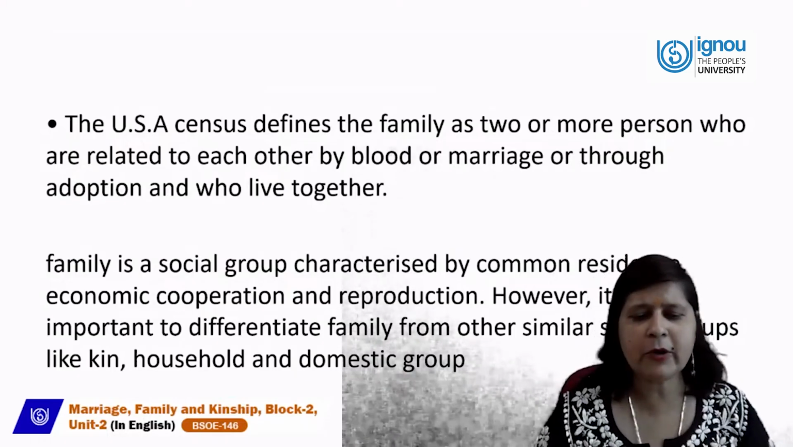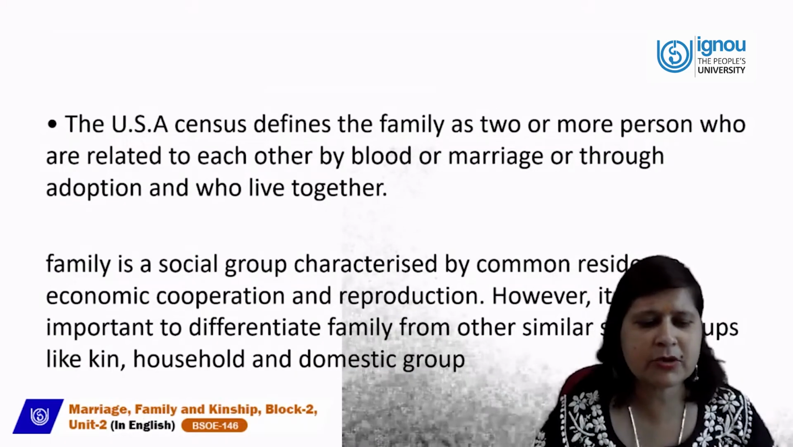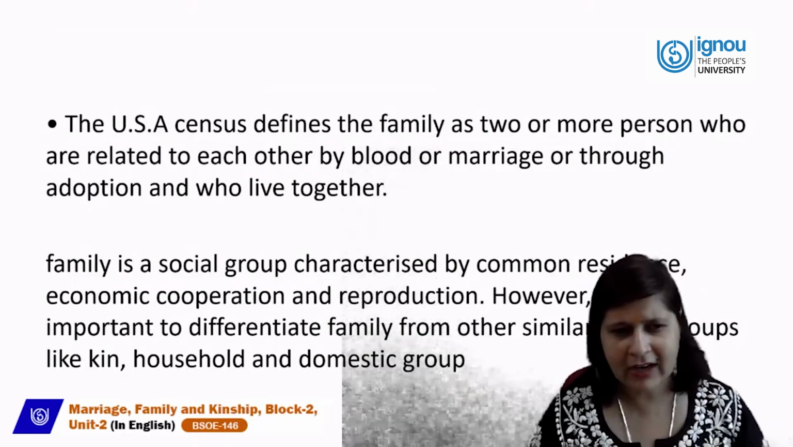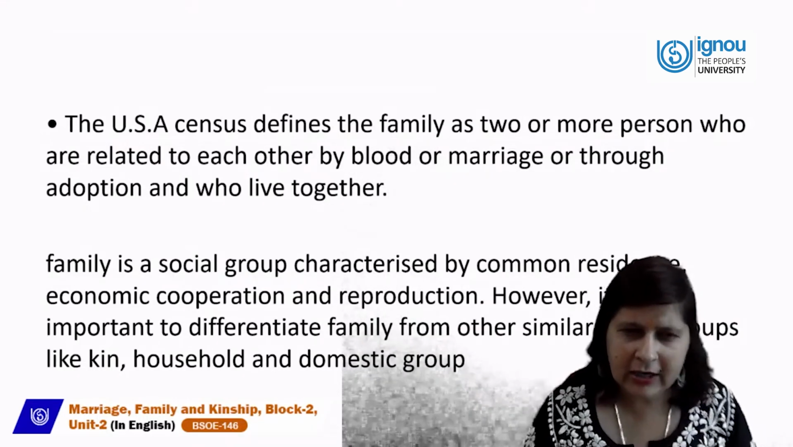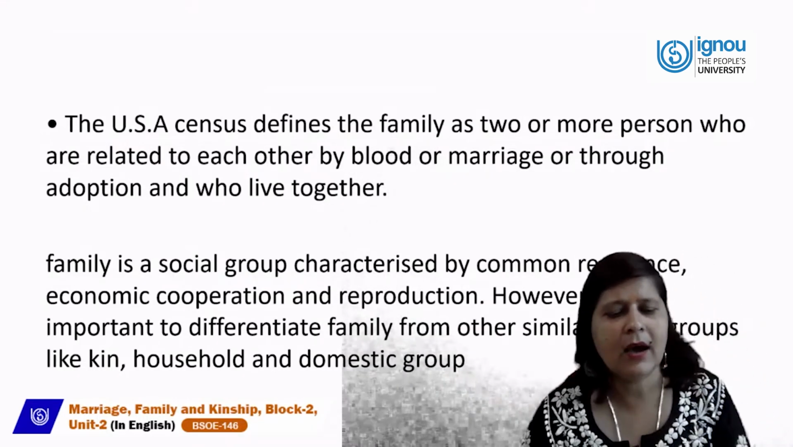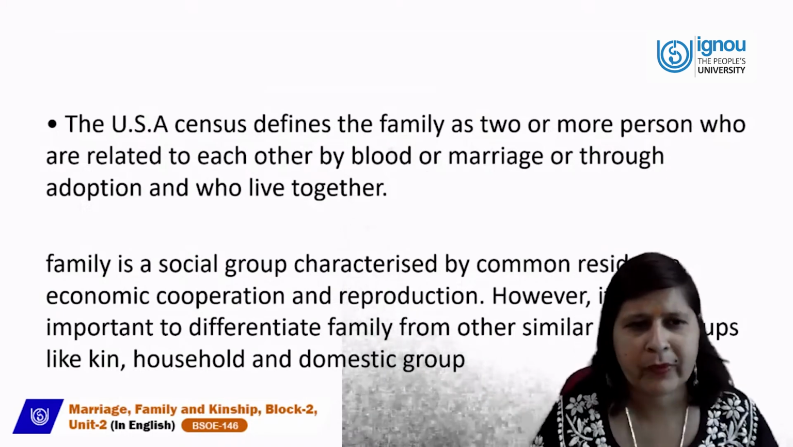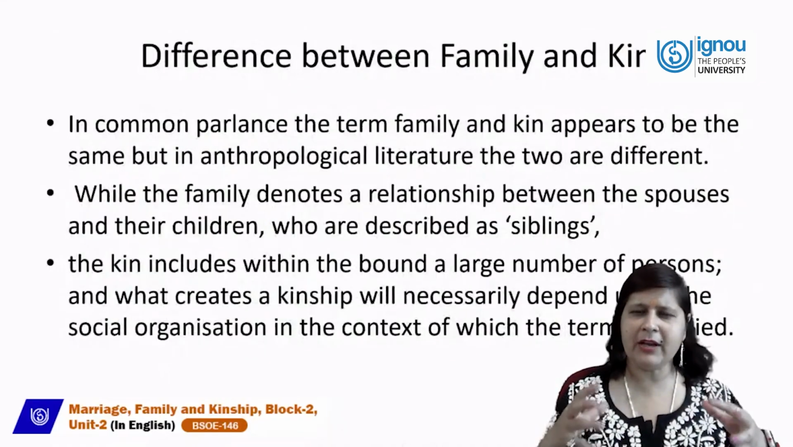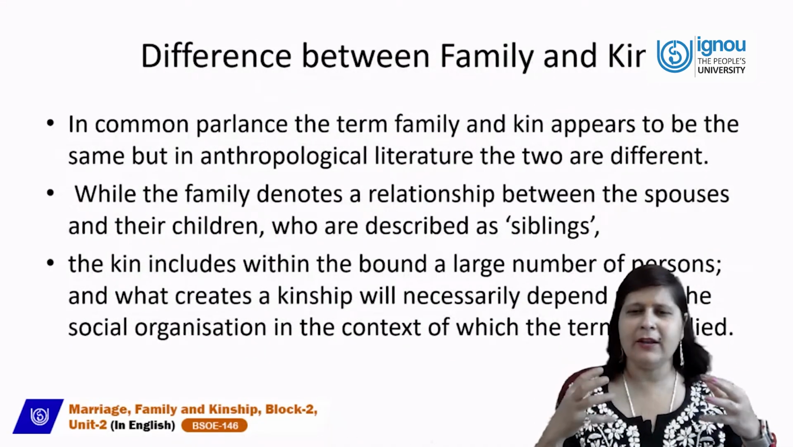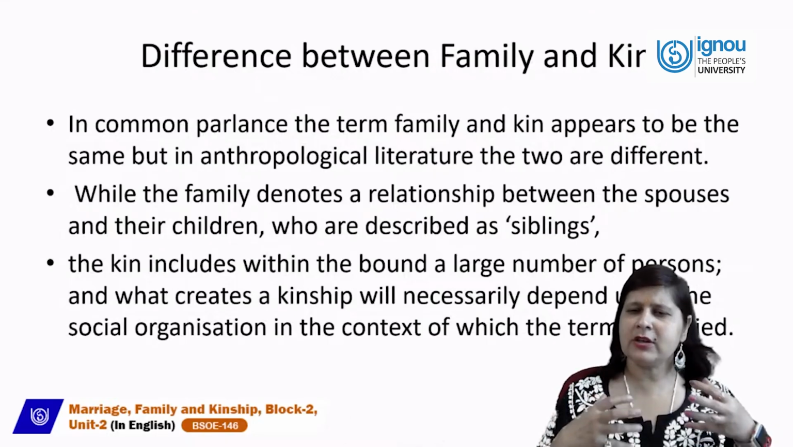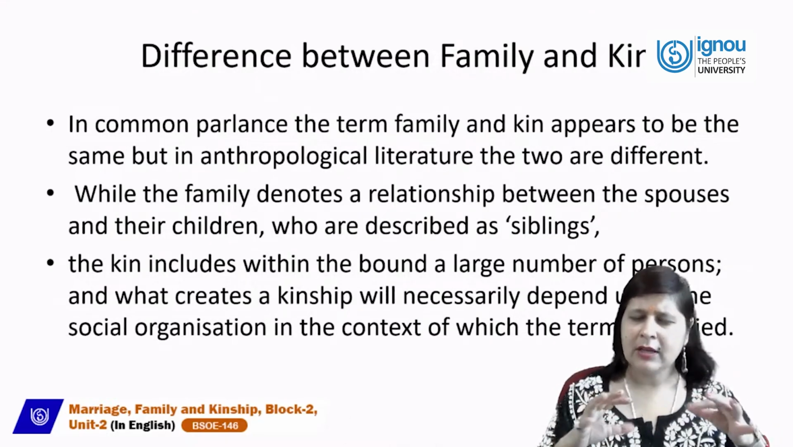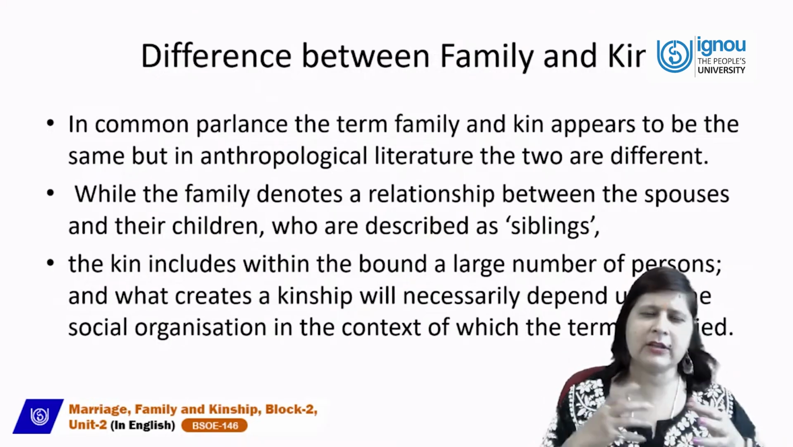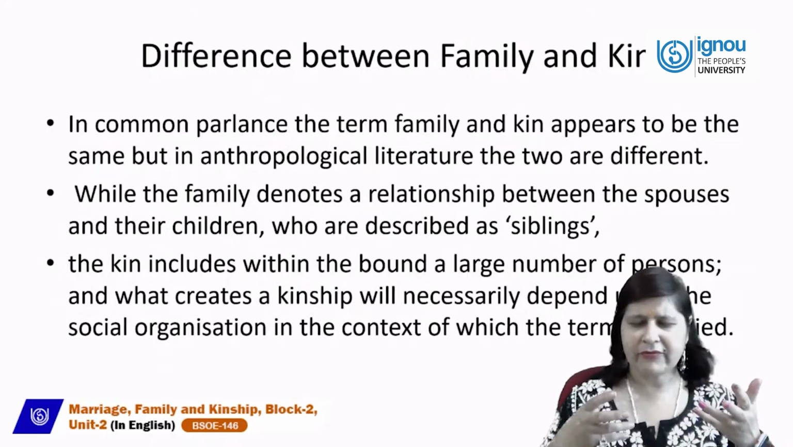However, it is important to differentiate family from other similar social groups like kin, household, and the domestic group. So there are the terms family, kin, household, and domestic group. What is the difference between the family and kin? We know family. What is the family? Family is when two or more people live together, associated with each other through marriage, descent or adoption, and they help each other economically. Then that is known as a family.